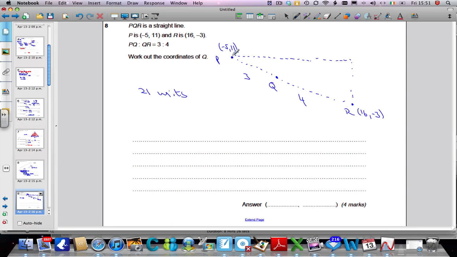So I need to know how many units I would go to actually get to Q, which would be 3/7 of that distance, because 3 plus 4 is 7, which would be 7 parts. But I only want to go 3 parts along. I don't want to go the full 7. So I'm going to find 3/7 of 21, which gives me 9. So I'm going to go 9 units along in this direction, and negative 5 plus 9 gives me 4. So I know the x coordinate is 4.